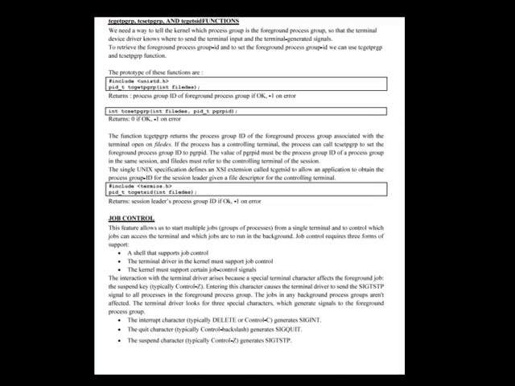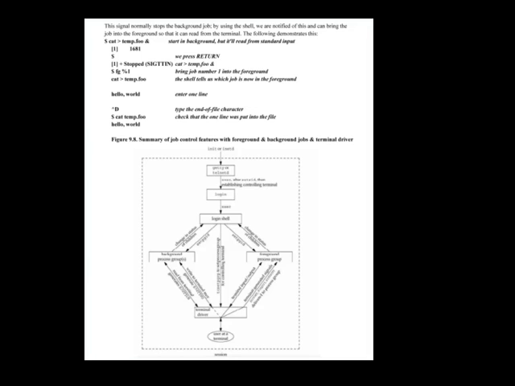The terminal driver looks for three special characters which generate signals to the foreground process group. The interrupt character, typically delete or Control-C, generates SIGINT. The quit character, typically Control-backslash, generates SIGQUIT. The suspend character, typically Control-Z, generates SIGTSTP. This signal normally stops the background job. By using the shell, we are notified of this and can bring the job into the foreground so that it can read from the terminal.